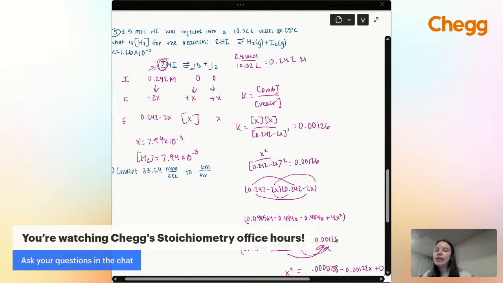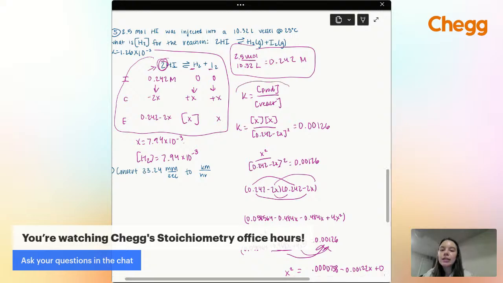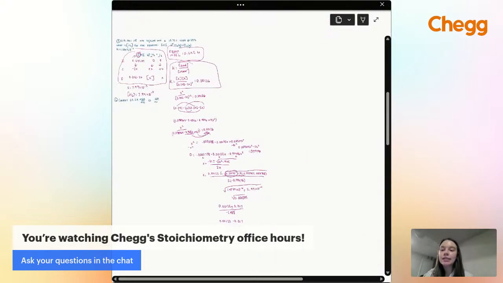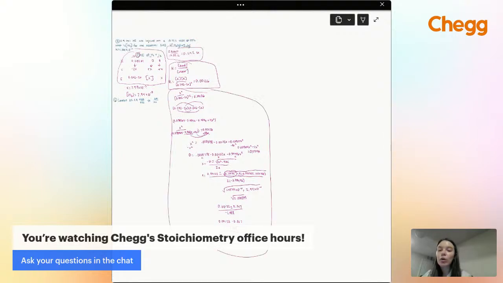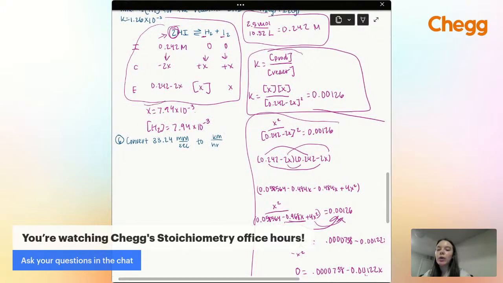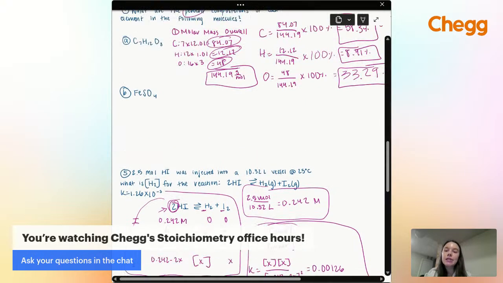So just to clarify, we did our ice table, which was right here. We found that molarity for the initial value and set up our K equation. All of this right here was solving that K equation. And then here was finding what the problem asked for, which was that H2 molarity. So if there are no more questions, we'll move on to one last problem.